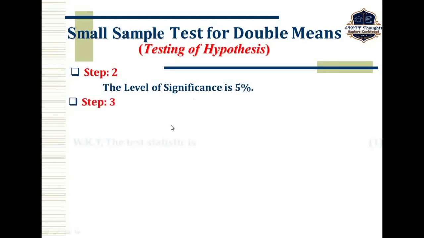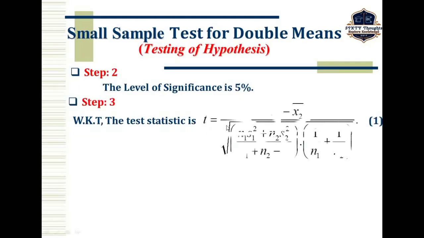Step number three, we find the t value, right? So we know that the test statistic is t equal to x1 bar minus x2 bar by square root of this term. So this is equation number one. At present we know only the n1, n2 values, that is, both values are 6. The remaining values we don't know. So first we find s1 square, s2 square, x1 bar, x2 bar.